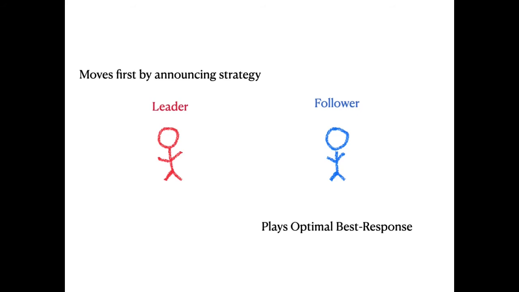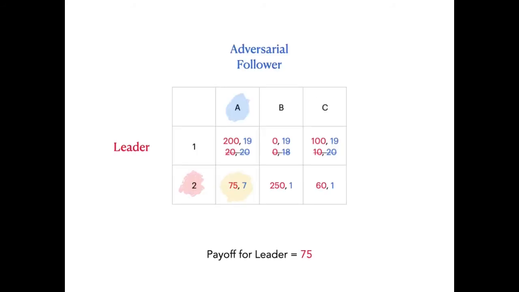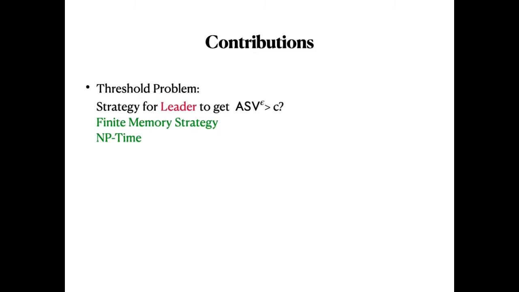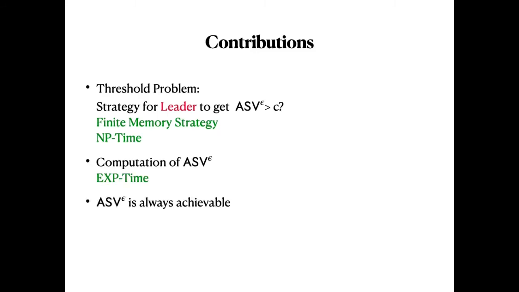To create a more robust notion of the ASV, we assume that the follower plays an epsilon-optimal best response instead of a best response. Under this assumption, the strategy chosen by the leader gives us some sort of performance guarantee in any perturbed game. We call this the epsilon adversarial Stackelberg value of the game. We show that the epsilon adversarial Stackelberg value is robust against perturbations in games. In this work, we look at the threshold problem and how to compute the epsilon adversarial Stackelberg value, and show that there's a strategy to always achieve this.